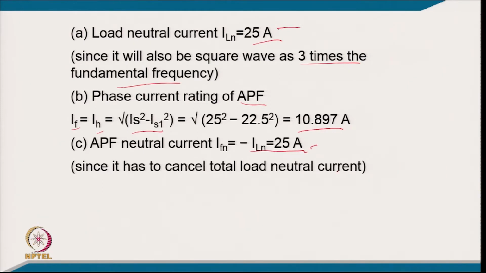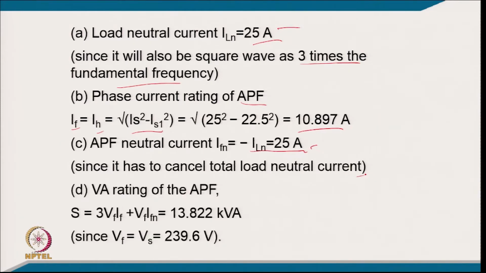And since it has to cancel the total load neutral current, the VA rating of the active filter will be 3 times Vf into If, and that will be, typically, putting the value here of this. So, it comes 13.822 kVA.